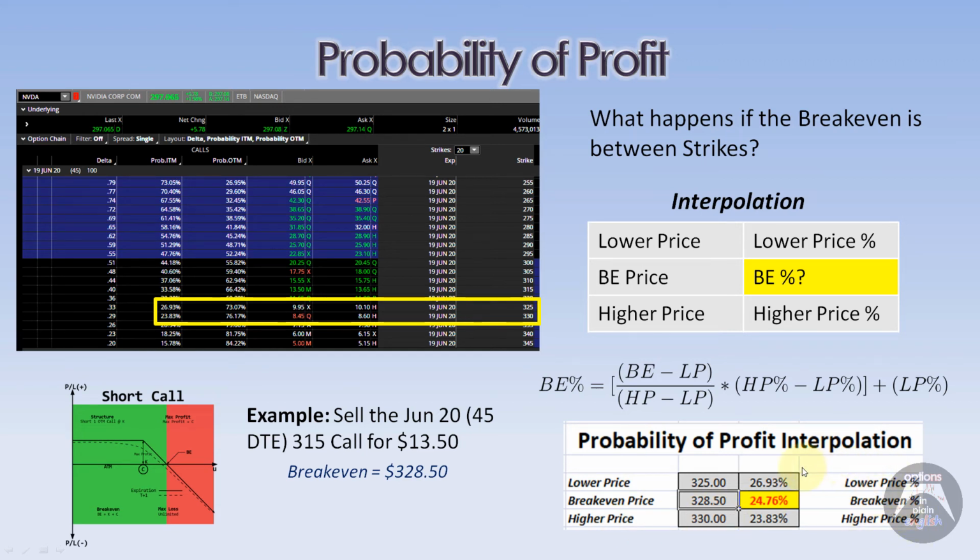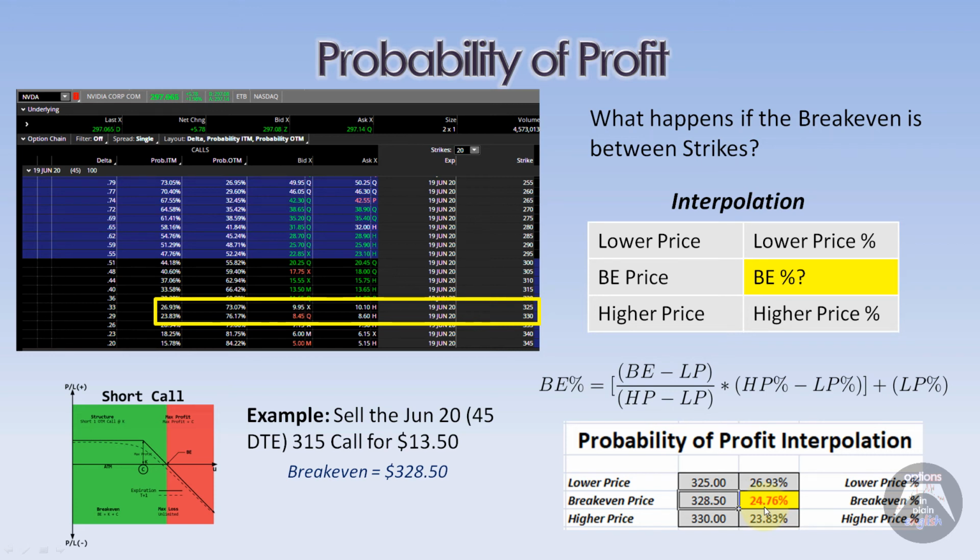Something that's very simple, just to do it very quickly. I've plugged in all the different values: 325, 328 and a half, 330, and then the percentages that you see here, 26.93 and 23.83, and the break-even percentage comes out as 24.76%.